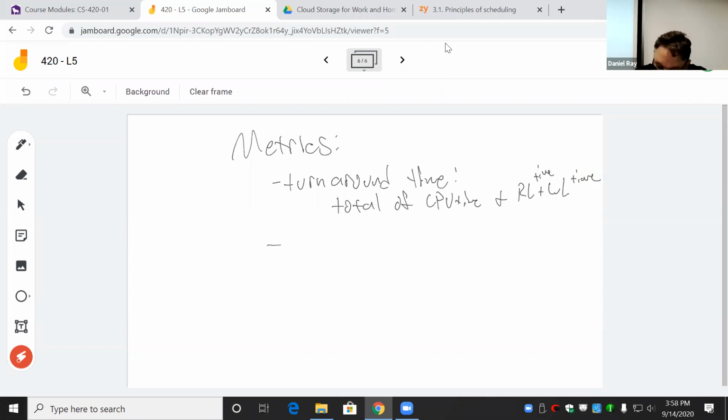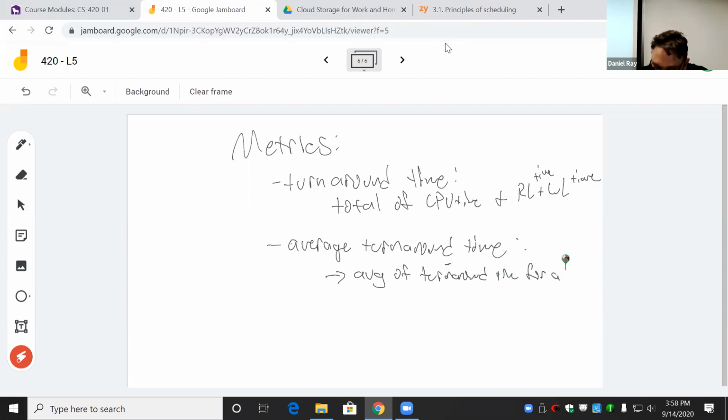Since we have that idea, we can also look at, and I want to use the book's terminology exactly, average turnaround time. So the average turnaround time is what it sounds like, the average of turnaround time for all processes on the machine.